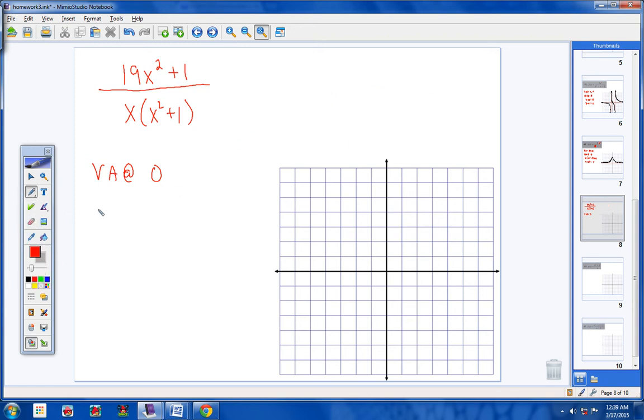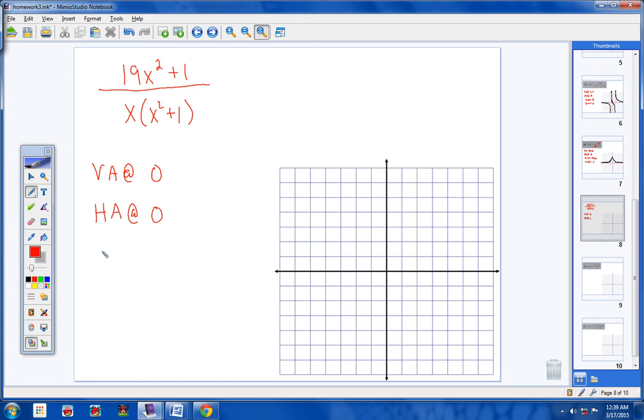Now my horizontal asymptote, be careful please students, your degree up top is 2. If you take this x and multiply it through, you get x cubed plus x. So your degree down here is a 3. So your degree in the numerator is smaller than your degree in the denominator. So you have a horizontal asymptote at 0.